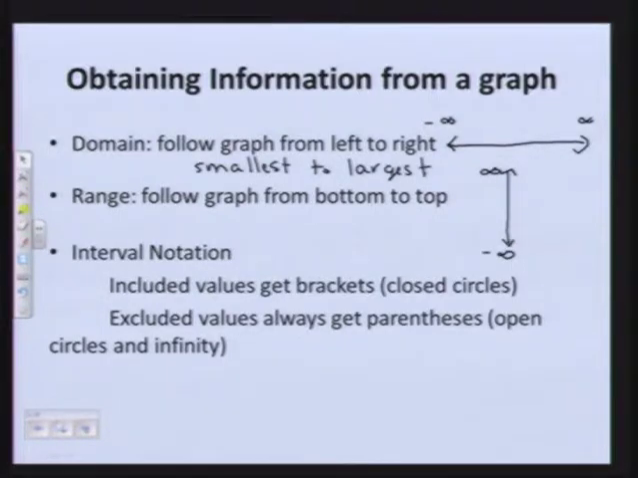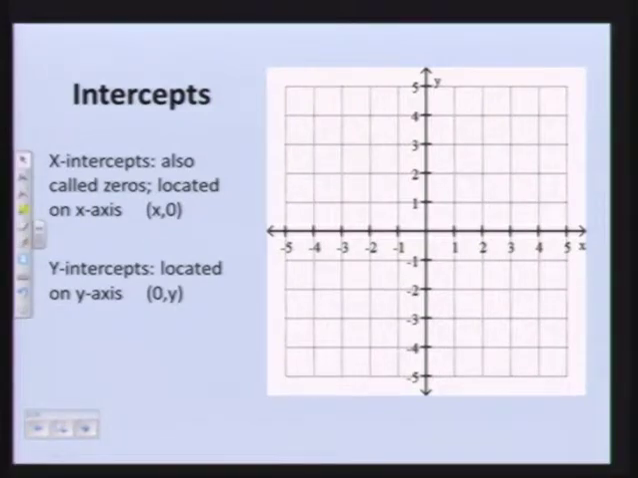So let's see what else we have. Intercepts. Intercepts are also called zeros. That's another common name for them. The x-intercepts are always located on the x-axis, and you would see them in the form of x and 0. For the x-intercept, the y value is always 0. That's by definition. Likewise, for the y-intercept, your x is always 0. So when you see the intercepts written as points, that's why you will always see the y value of 0 for the x-intercept and the x value of 0 for the y-intercept.